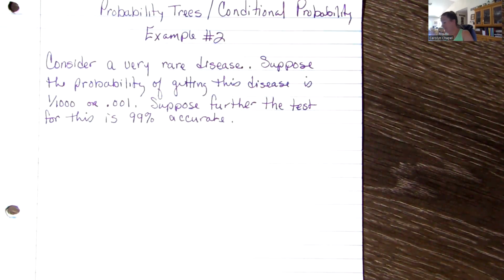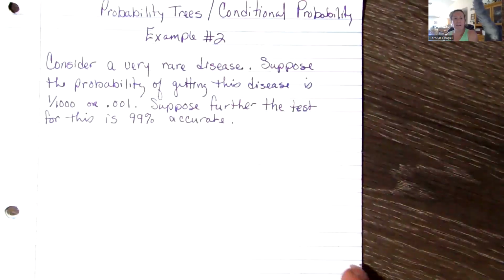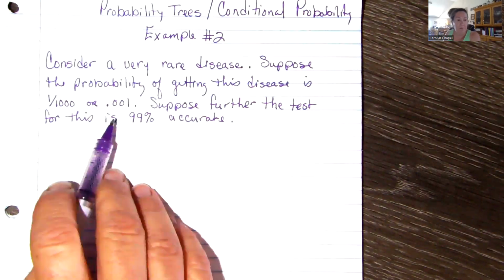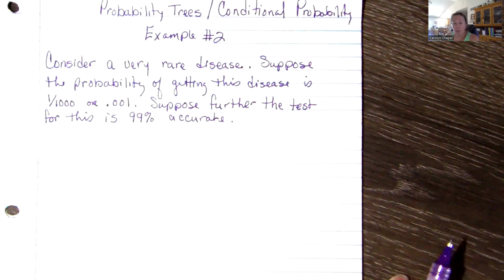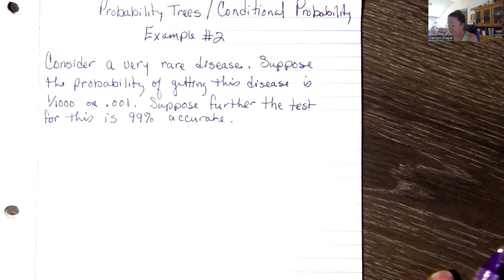So I want us to consider this information. We're going to consider a very rare disease. Suppose that the probability of getting this disease is 1 out of 1,000, or if you're doing it in decimal form, 0.001. And we're going to suppose even further that the test for this, whether it be a blood test or some other type of test, is 99% accurate.